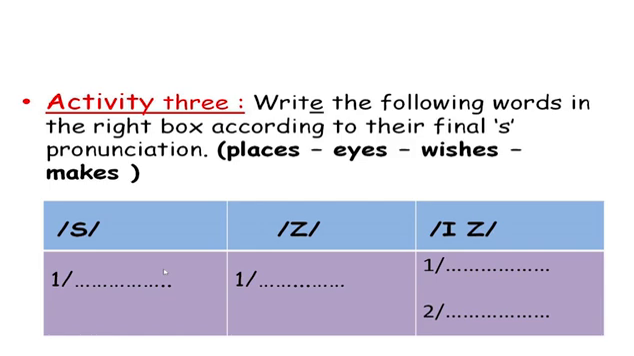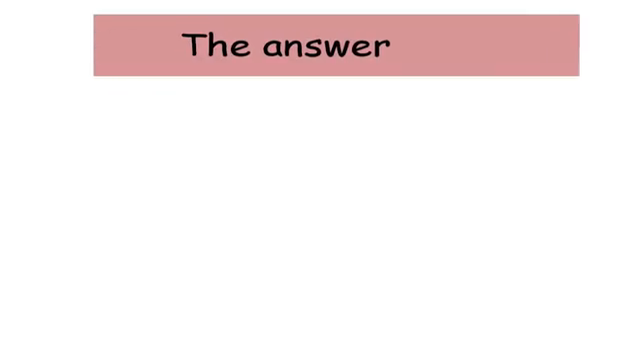What do you have to keep in mind? For the first column, we have only one word. For the second, we have also one word. In the third one, we have 2 words. And here we have 4: 1, 2, 3, and 4. Now, let's see the answer.